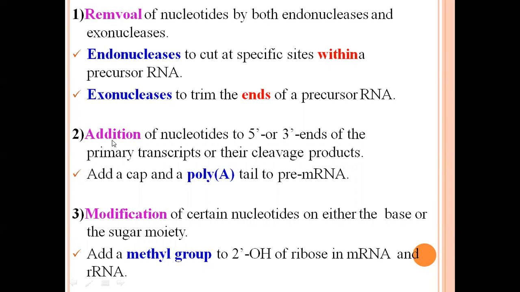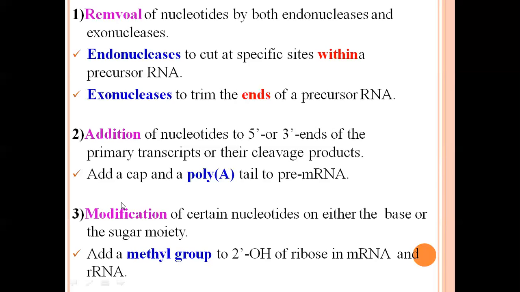And what about the addition part? Once it is removed, there is addition of nucleotides to the 5' or 3' ends of the primary transcript or its cleavage product. That means at the 5' end or 3' end, a cap and a poly A tail are added to the pre-mRNA. Poly A means a lot of adenine bases will be there. It will act like a cap. So this is not the mRNA, it's the pre-mRNA, at the 5 prime or 3 prime end.